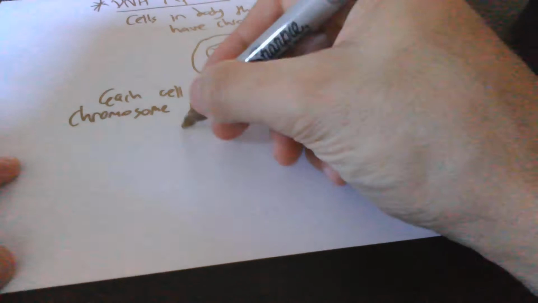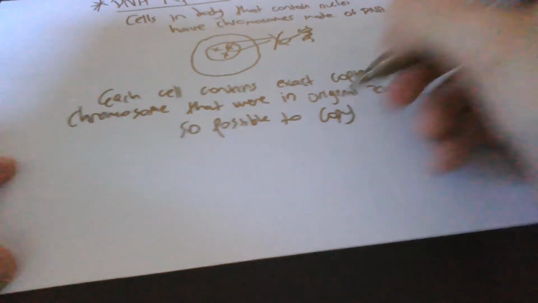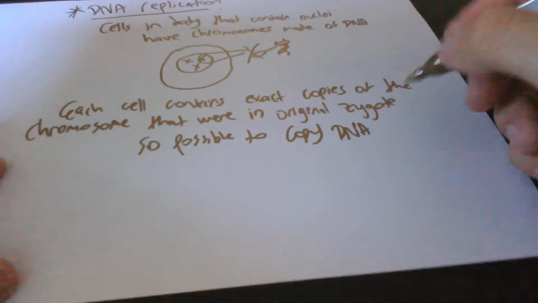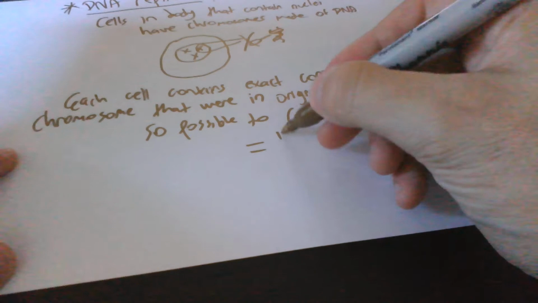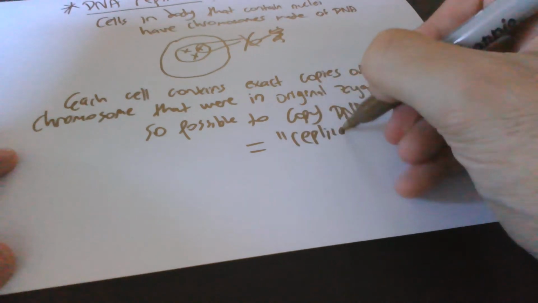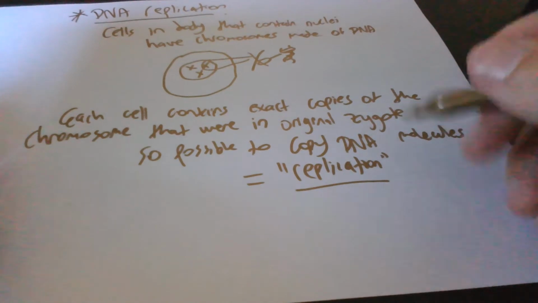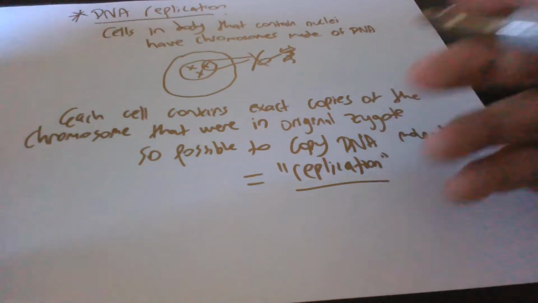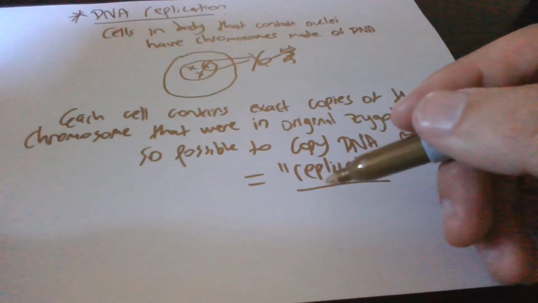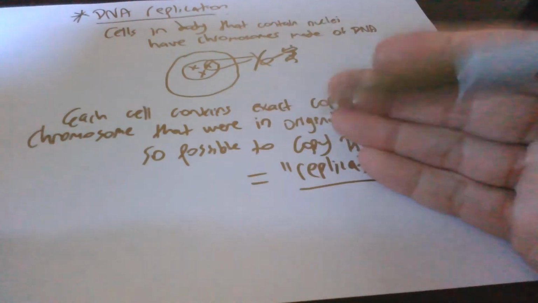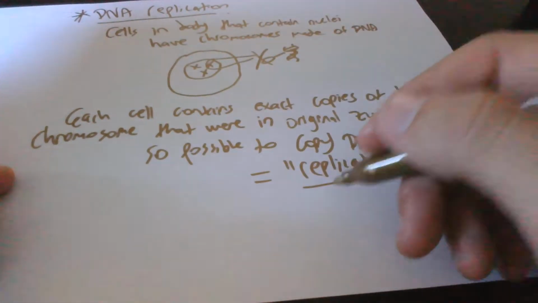So it's then possible to copy DNA molecules, because chromosomes are made of DNA. It's possible to duplicate DNA molecules, and that's called replication, DNA replication, the copying of DNA molecules. An example is the process of fertilization. Sperm and egg give a zygote, and the zygote contains exact information that comes exactly from the two parents.